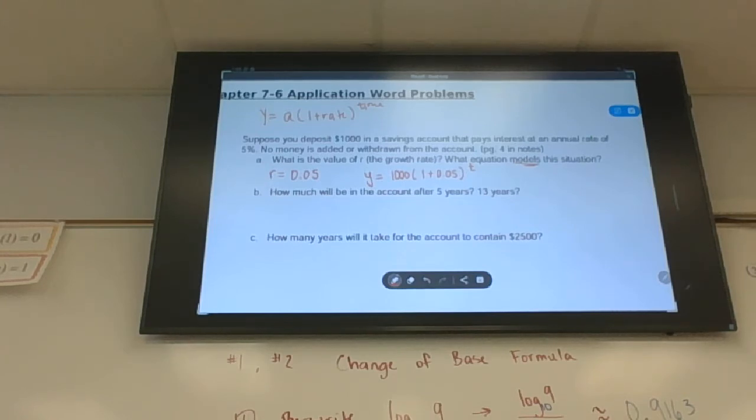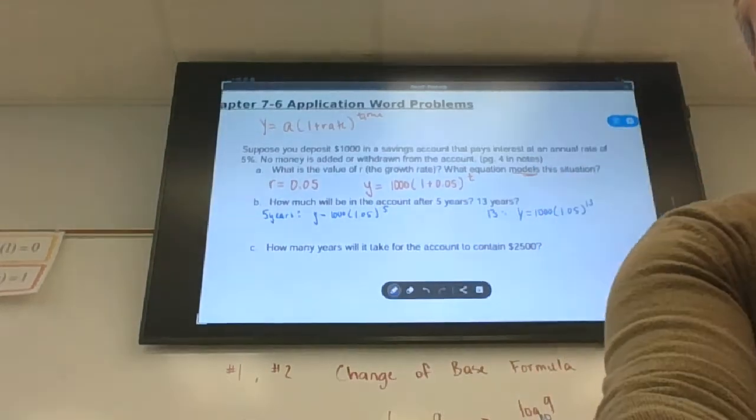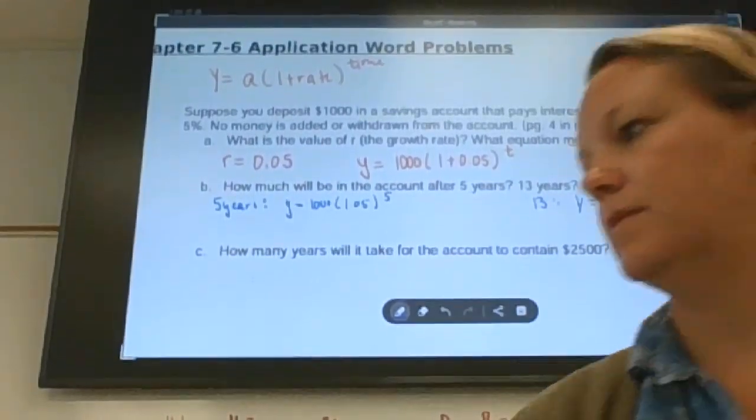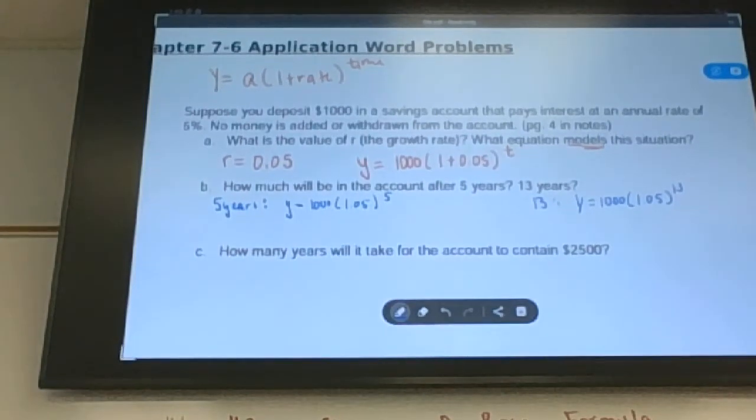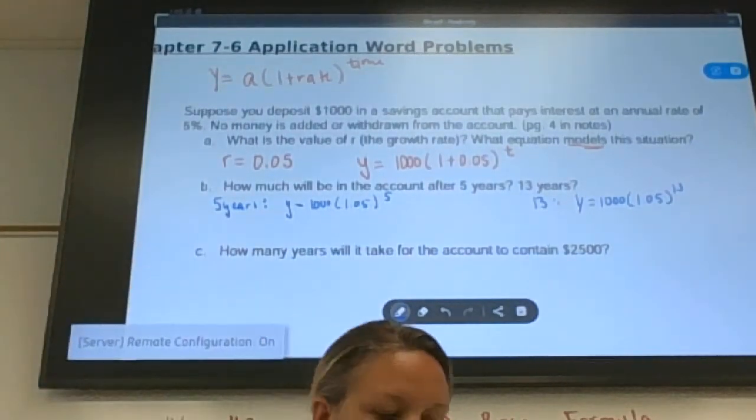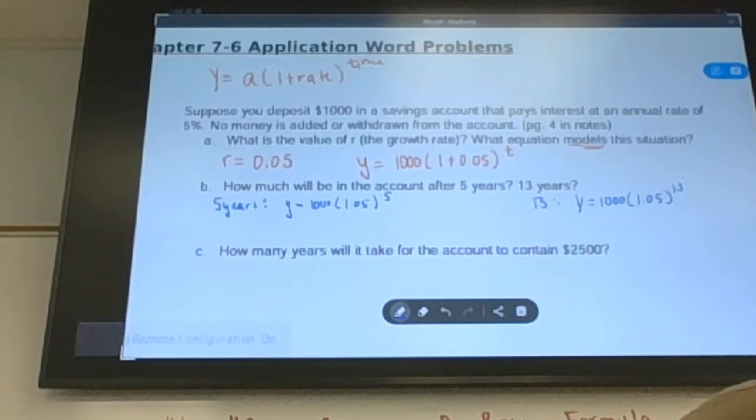To answer letter B, for 5 years, we'll use our calculator. And we'll put a 5 in. And for 13, we'll do the same thing, but we'll put a 13 in. We do the exponent first and then the multiplication, right? Exponents before multiplication. So what do we exponent? I would do 1.05 to the 5th.